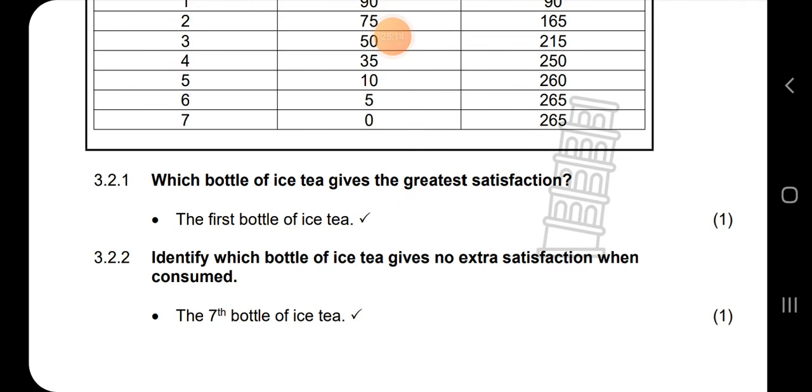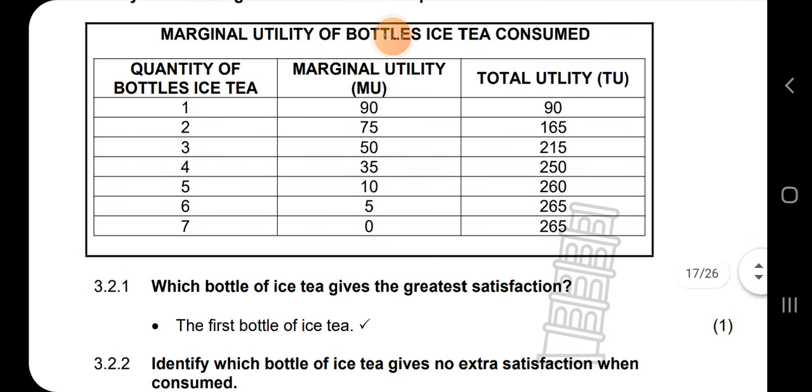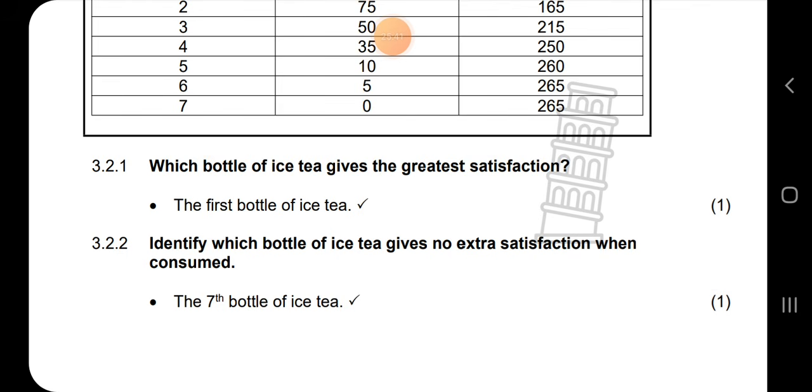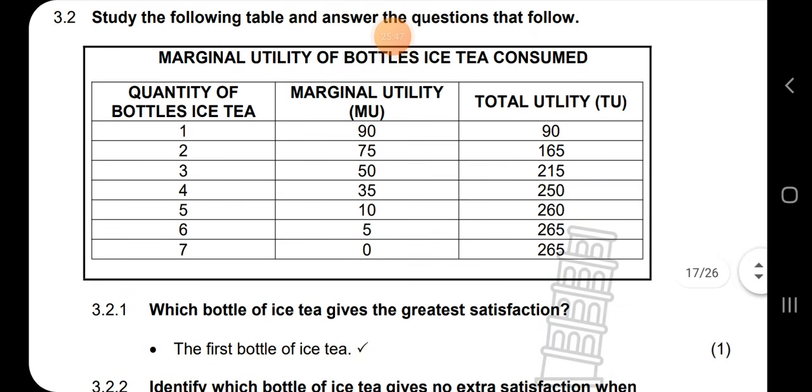3.1.2 says, which bottle of iced tea gives the greatest satisfaction? It's the first one. Satisfaction decreases as you consume more bottles of tea. The first one you get, it's nice, and you take the next one, you want the high that you got when you got the first one, but you can't. So the first one is the most satisfying. 3.2.2 says, identify which bottle of iced tea gives no extra satisfaction when consumed. The seventh one, it gives 0. So marginal utility is satisfaction gotten from consuming a product.